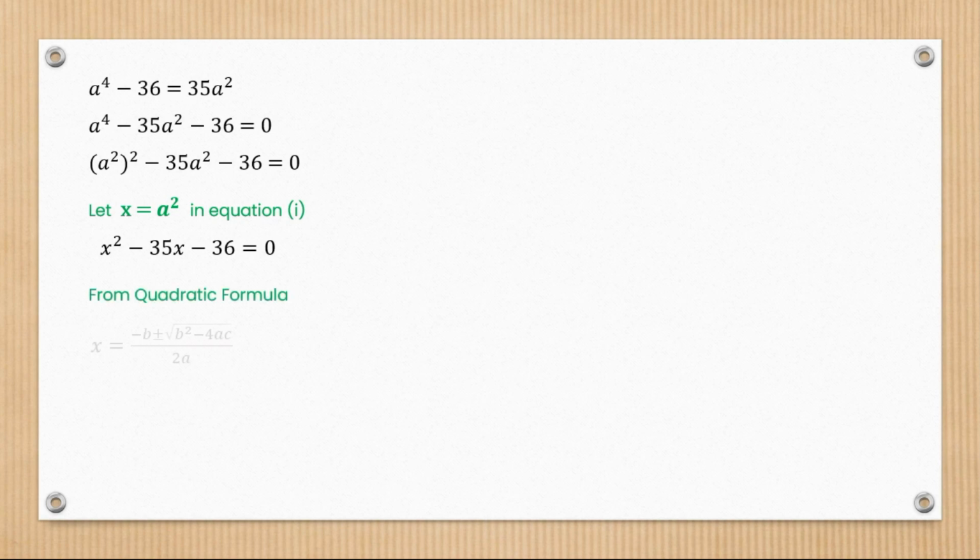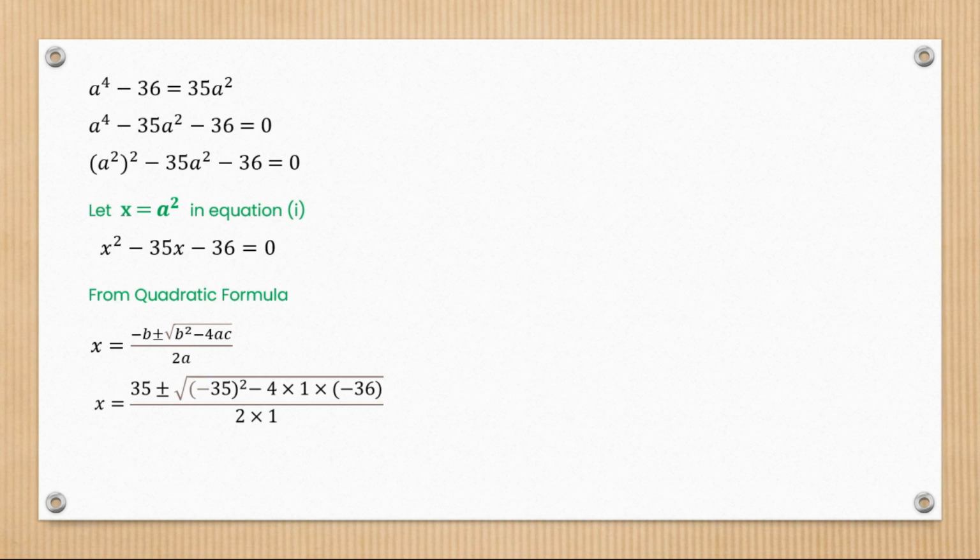So again, from the quadratic formula, we can substitute the values into the formula, and then we end up with that. Then we can see that x shall be equal to 35 plus or minus the root of 1369, over 2. And then the root of 1369 is equal to 37. So we end up having that. So x has two values.